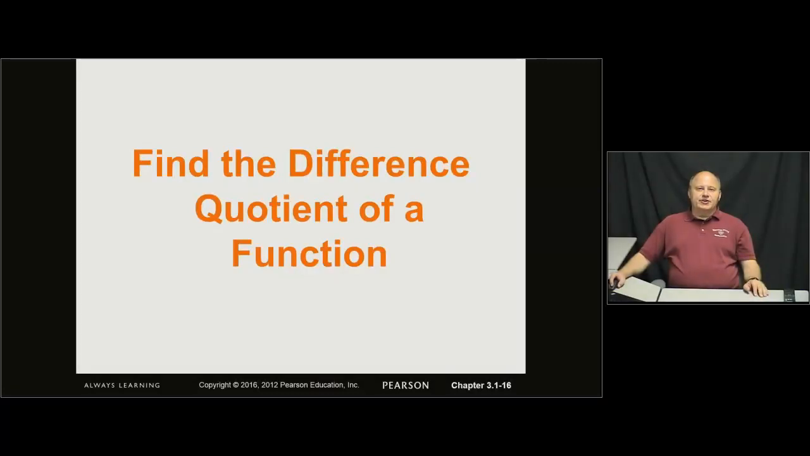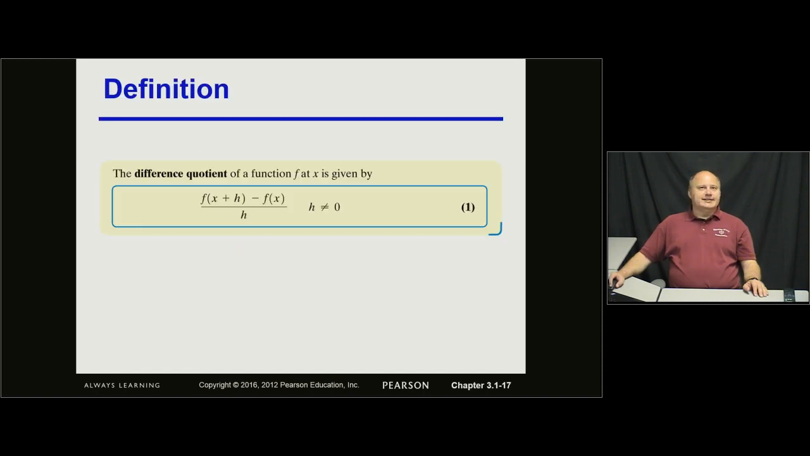Hello, this is our third of 5 videos in chapter 3, section 1, and here we're going to be finding the difference quotient of a function. So let's begin. What is the difference quotient? The difference quotient of a function f at x is given by f of x plus h minus f of x, all over h.